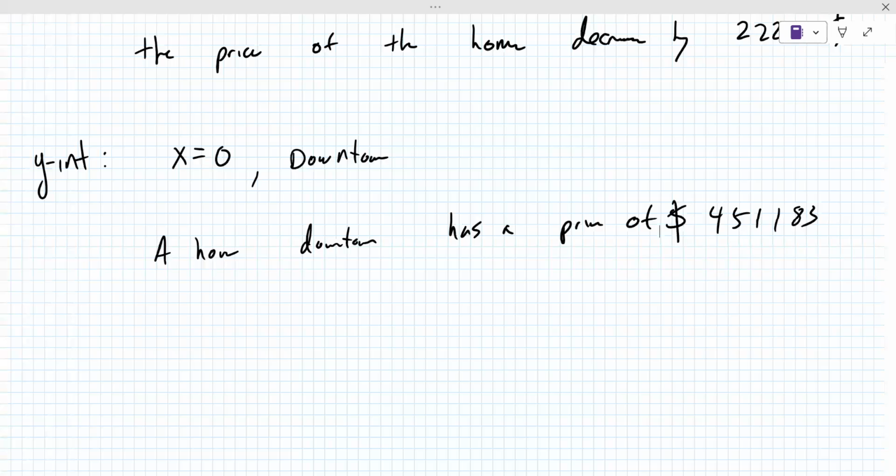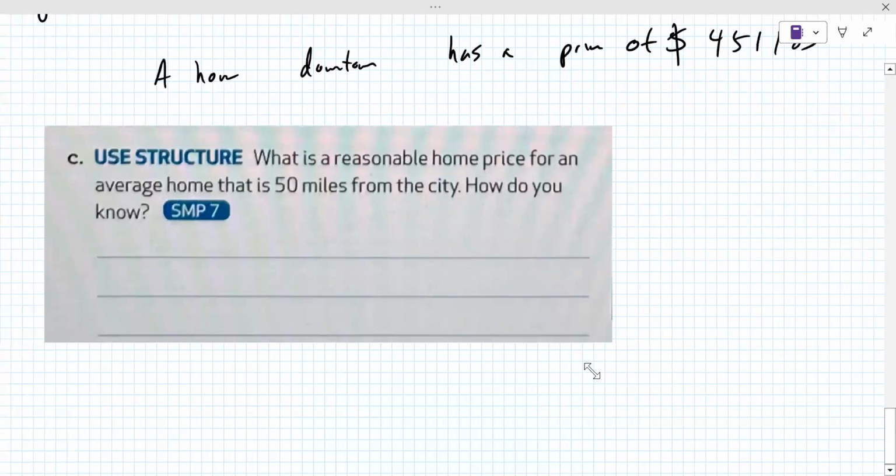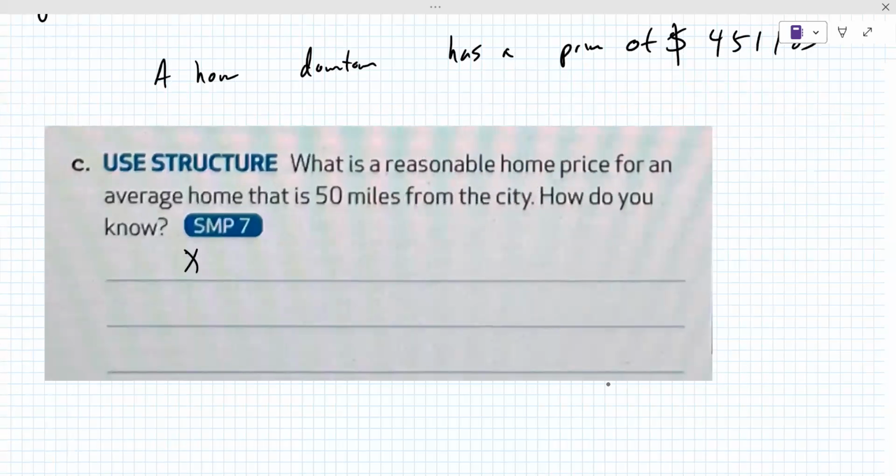Let me know when you got something down for that, and we can go to C. Yeah, I got something down. So C is a question that you will see in every regression line that you write. They're going to give you an X value, in this case 50, and you have to figure out the Y value. It says, what is the reasonable home price for an average home that is 50 miles away from the city? How do you know?